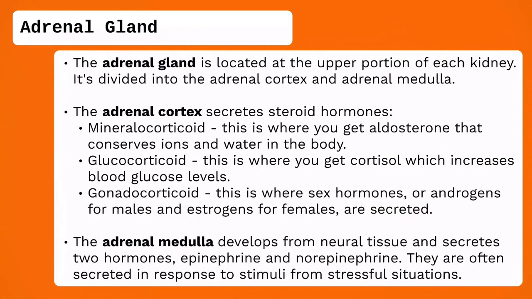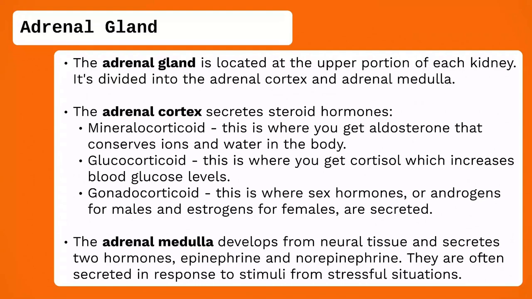We then have our adrenal glands. The adrenal gland is located at the upper portion of our kidney. It's divided into the adrenal cortex as well as the adrenal medulla. The adrenal cortex secretes steroid hormones. We have mineralocorticoids. This is where you get aldosterone, which conserves ions as well as water in your body. We also have glucocorticoids. This is where you get cortisol, which increases blood glucose levels.